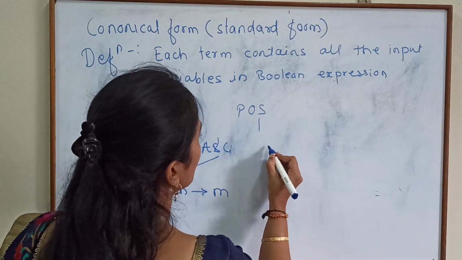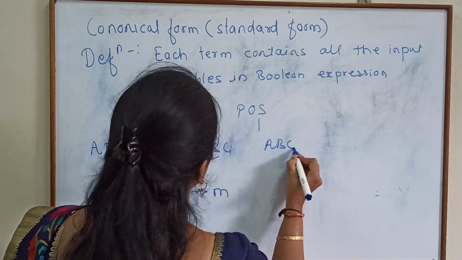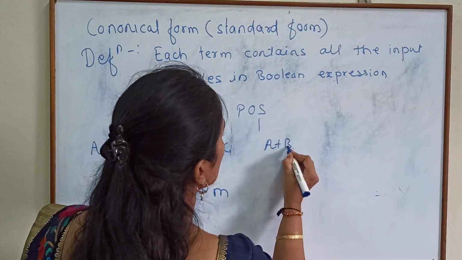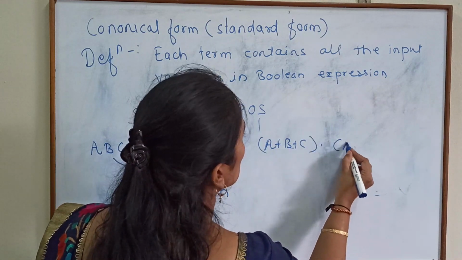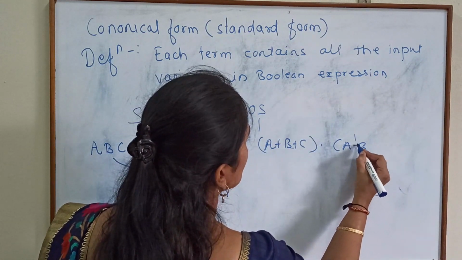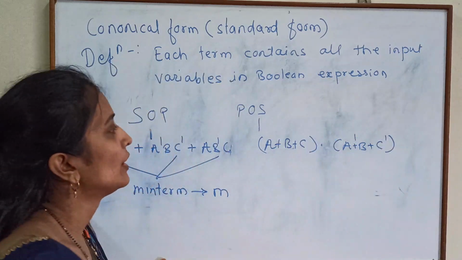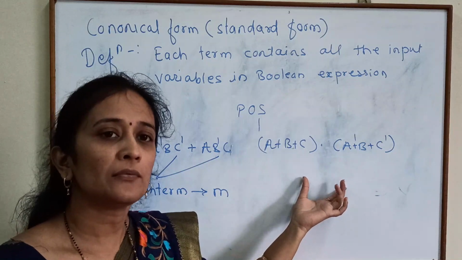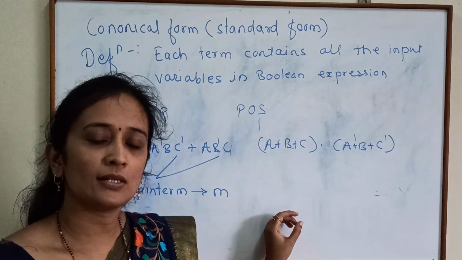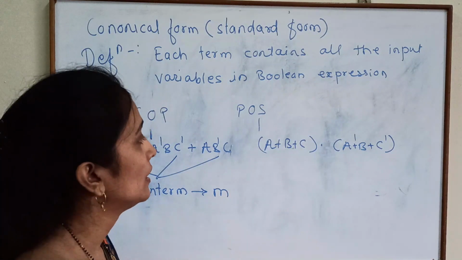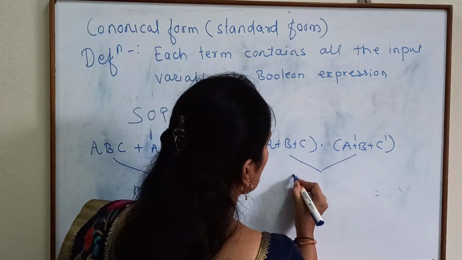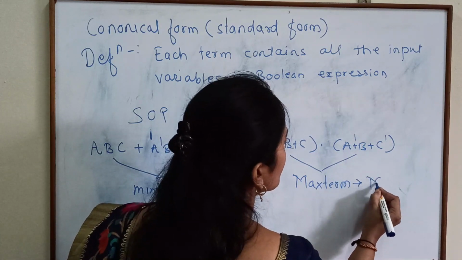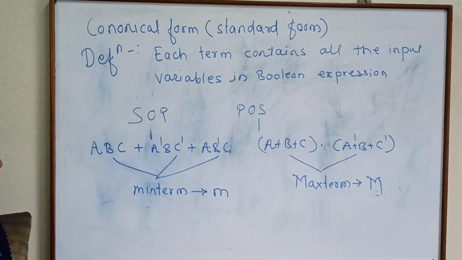In POS, I'll write one example. A plus B plus C into A dash plus B plus C dash. How many terms are there? 2 terms are there. Is this of a standard or canonical form? Yes, it is, because all variables are present in both the terms. Each and every term is called as a max term and it is represented with a letter capital M.